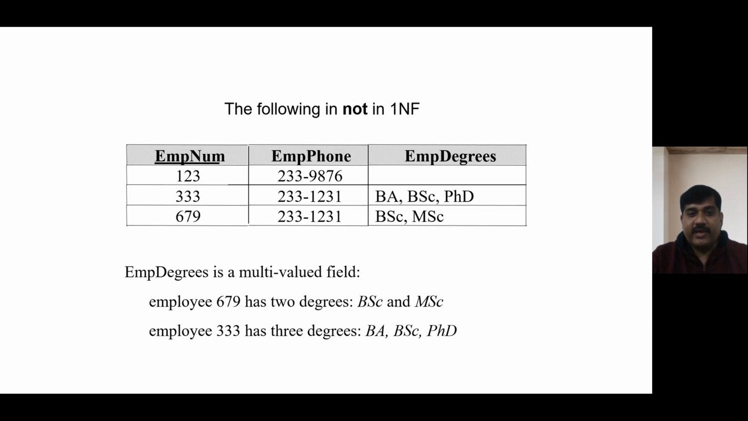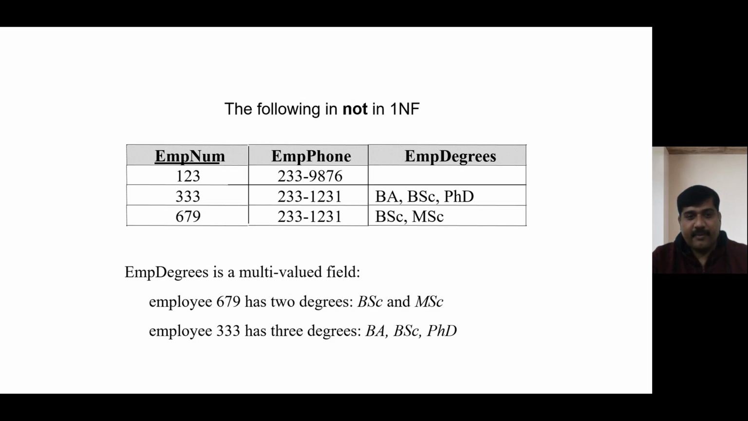So for this, we have to decompose this table into two tables. In one table, we should have employee number and employee phone, and in another table, we should have employee number and employee degrees. So now, if we want to keep our table in first normal form, we have to decompose this table into two tables.